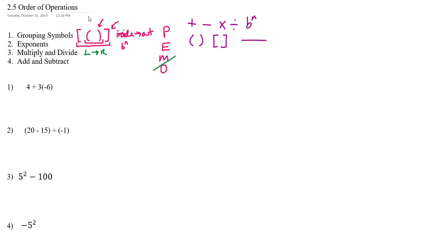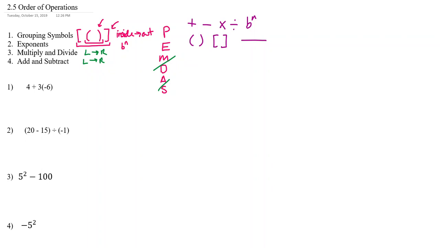Okay, and the same thing with addition and subtraction. So the next two letters are A and S. We say A for addition first and S for subtraction second. But what we mean is do all the addition and all the subtraction in order from left to right. So we don't make a difference between them.